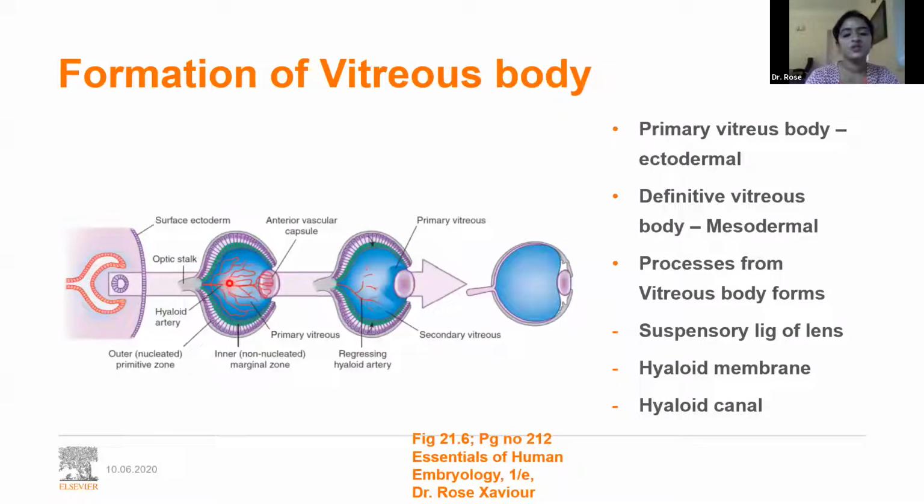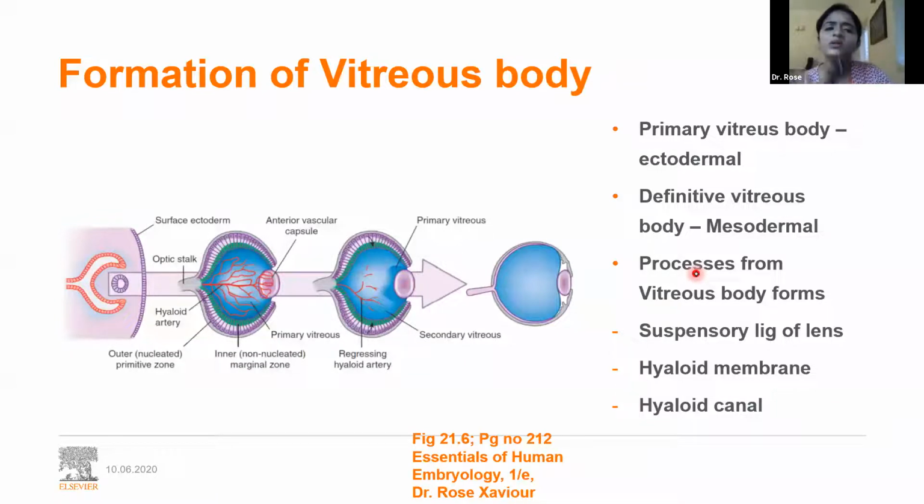the primary vitreous body. Later what happens is the mesoderm, which is lining the optic cup, will be actually growing into the primary vitreous body to form the definitive vitreous body. And the process from the definitive vitreous body will give rise to three important structures. One is the suspensory ligament of lens, then you have the hyaloid membrane and the hyaloid canal. All these are actually derived from the definitive vitreous body.